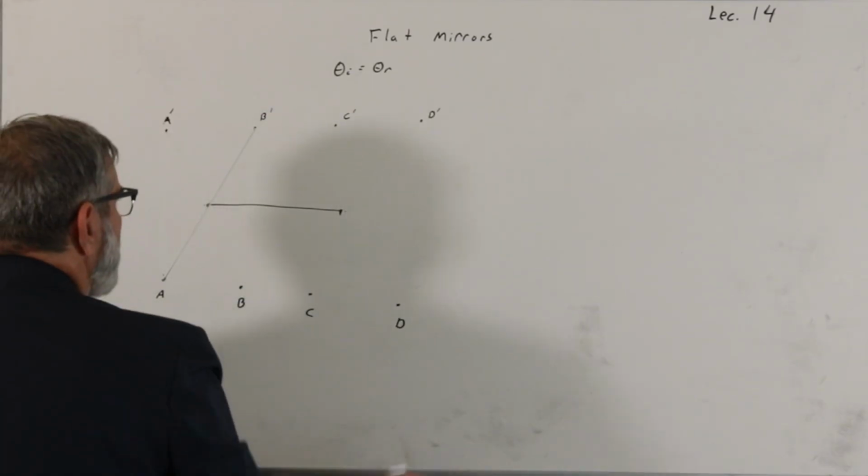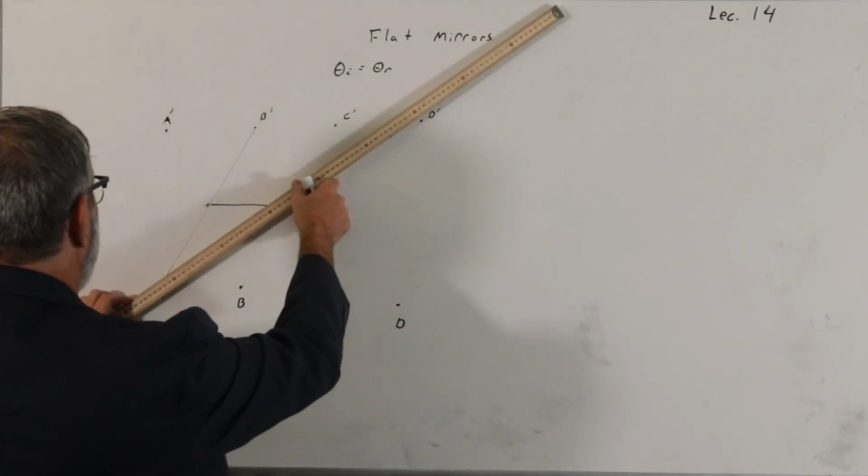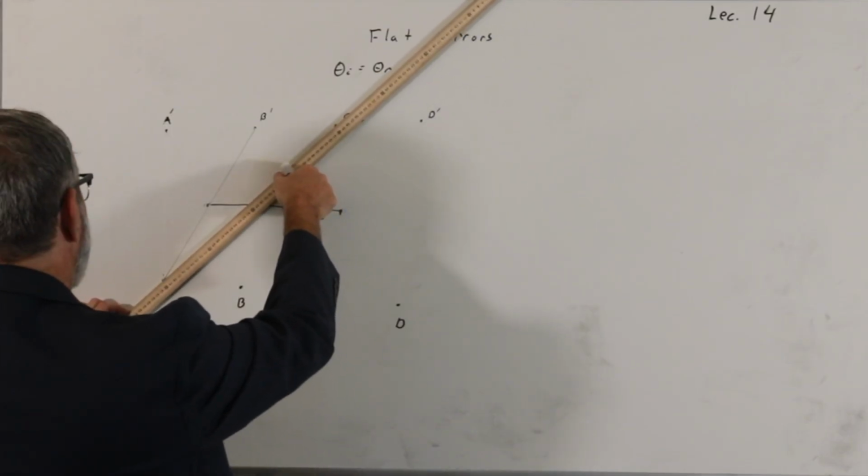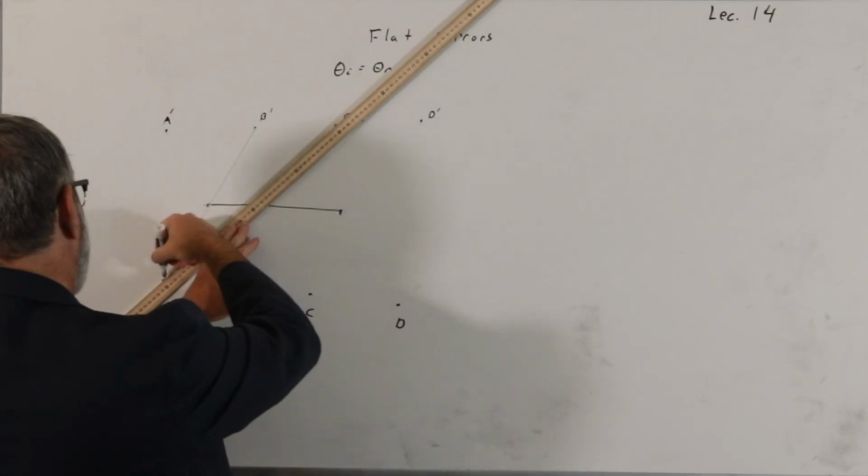Can A see C? Well, we do the same thing. We need a longer ruler this time. We construct a ray from C prime to A.